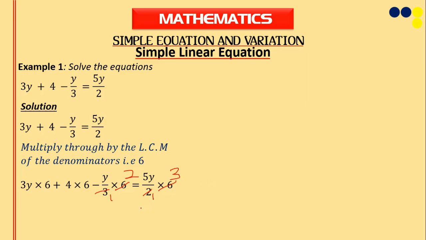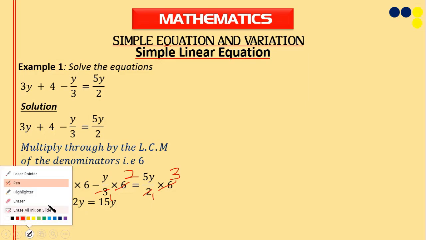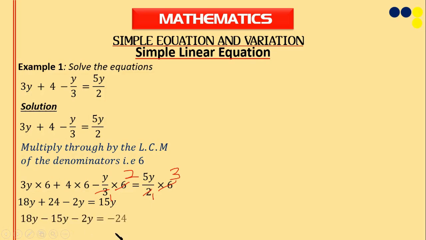So that being said, of course, that means you have 3y times 6, which is going to be 18y, and 4 times 6, that's going to be 24, and minus y times 2, that's minus 2y. And the last one, on the right hand side, we have 5y times 3, that will give you 15y.